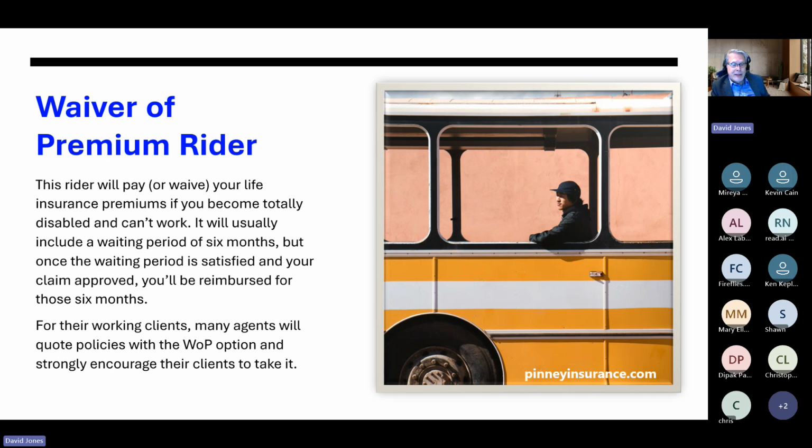And if you're in that situation, I could tell you real life stories of people that have been in that situation. One of the first things that they consider dropping is a life insurance policy. So that can just add to their problems. This will alleviate all that.